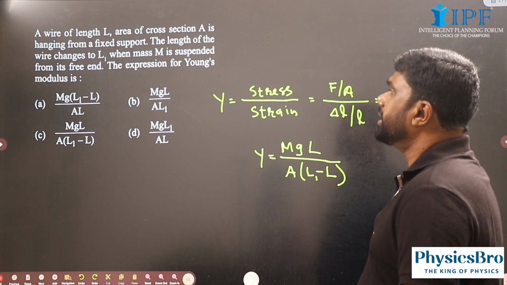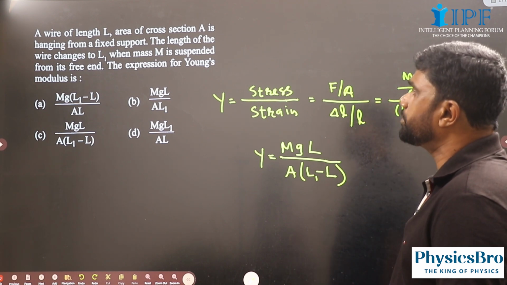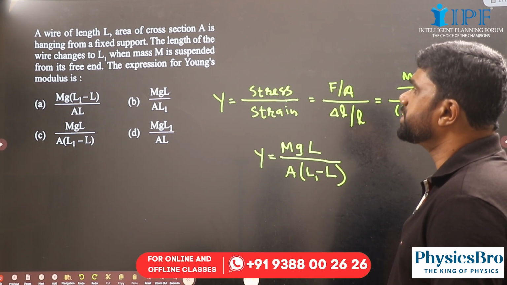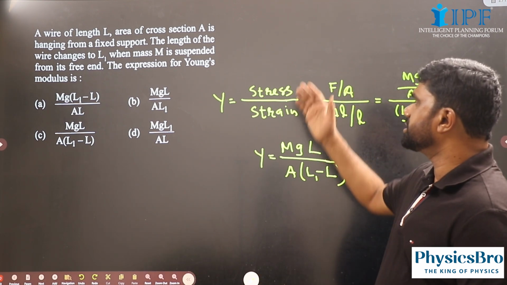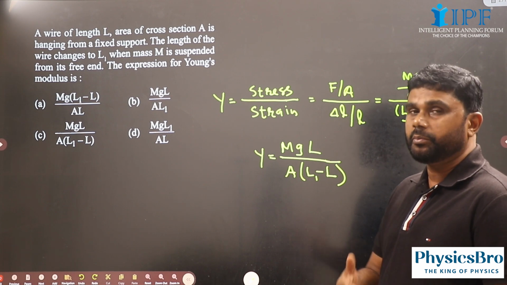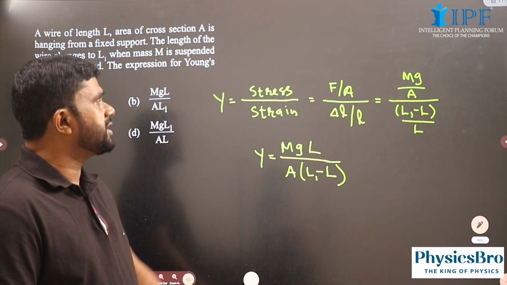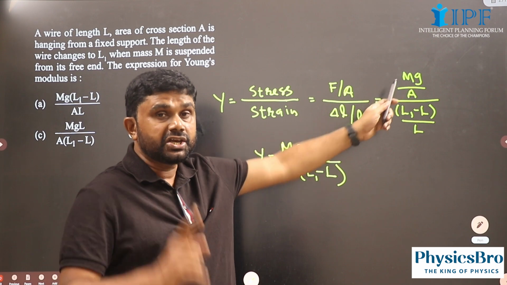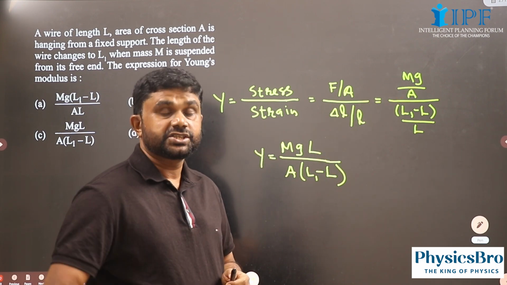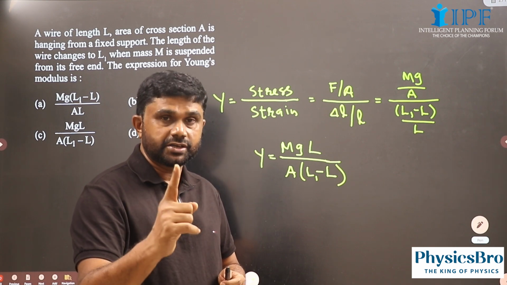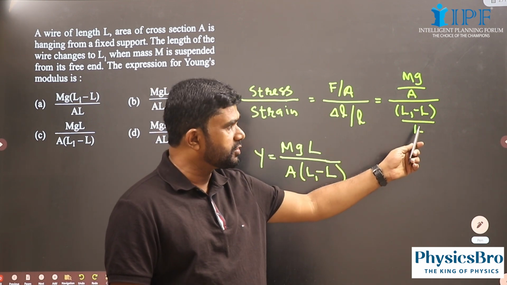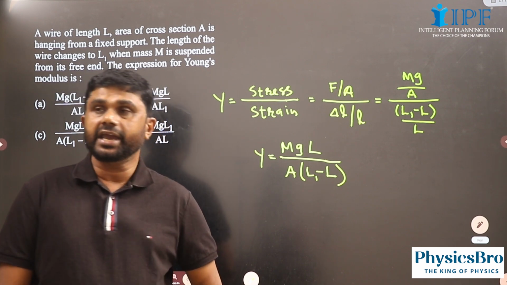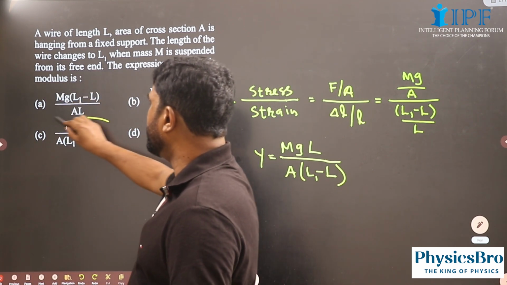Now next, a wire of length capital L, area of cross-section capital A is hanging from a fixed support. The length of the wire changes to L1 when a mass M is suspended from its free end. The expression for Young's modulus? See, Young's modulus is normal stress by linear strain. Normal stress is the force applied per cross-sectional area, so it is F by A, and here F is mg. So mg divided by capital A is the normal stress. And linear strain is change in length divided by original length. Original length was capital L, now the length is L1, so the increase in length is L1 minus L, divided by original length, that is the linear strain. So we will get Young's modulus as mgL divided by A into (L1 minus L).